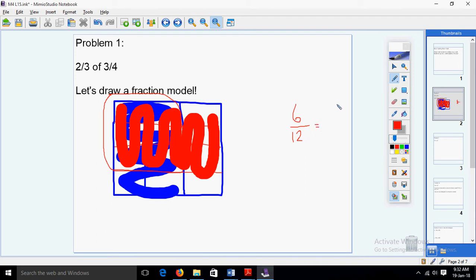Now, if you look at our fraction model, it's not that easy to see that we did shade 1/2. But if you look on the outside, 1, 2, 3, 4, 5, 6. So we double shaded 6, and we didn't double shade 6, right? So it's still half, it just doesn't look very pretty. All right, so our answer to 2/3 of 3/4 is 6/12 or 1/2.